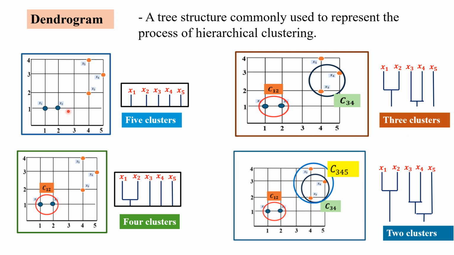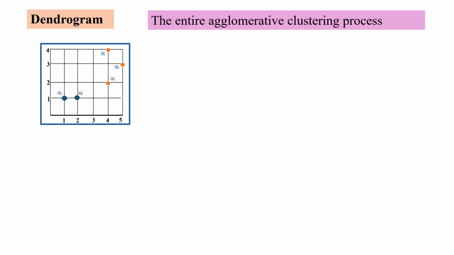So the first point where we had 5 clusters and then we combine the closest ones to get 4 clusters, 1 less. Then we again combine the next 2 closest ones and we get 3 clusters. See, again we can see the branches, 3 branches here. Then we further combine C34 with X5 to get now 2 remaining clusters. So we have these 2 branches.